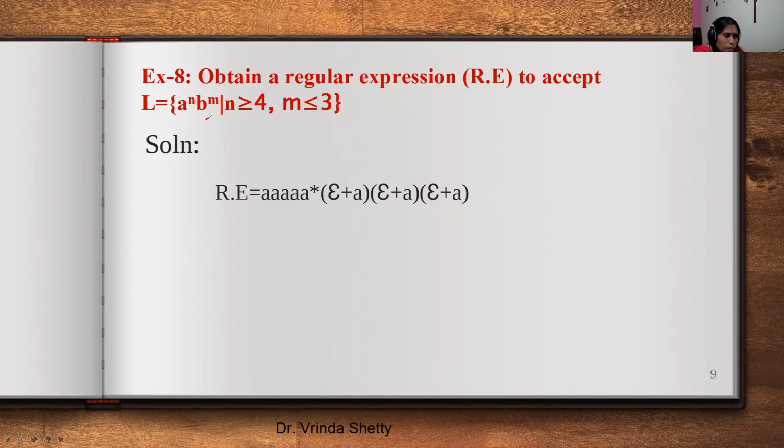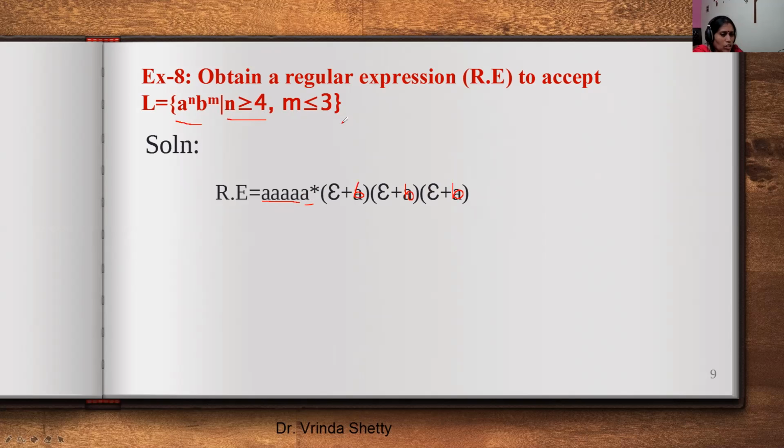Remember that if the question is given in this fashion, that is a's followed by b's, there is no restriction. Here the restriction is n is greater than or equal to 4. A to the power of n means the minimum requirement is 4 a's. Greater than 4, a star. So 4a's, a star. M is less than or equal to 3. It can be epsilon, it can be 1, 2, or 3. Here it should be b. Epsilon plus b, epsilon plus b, epsilon plus b.